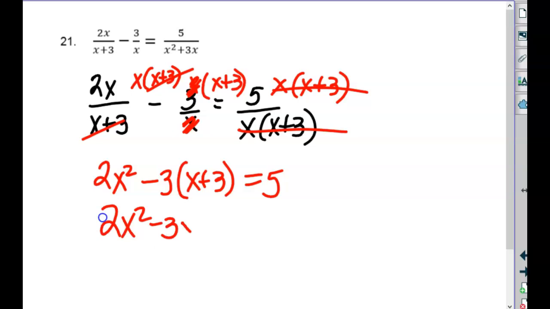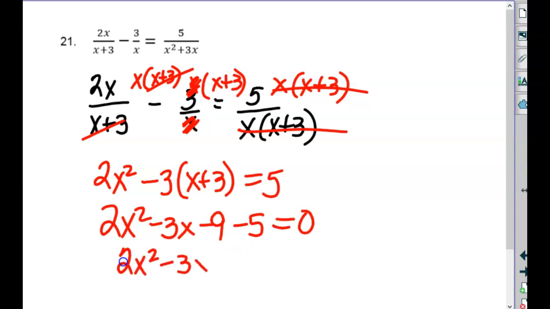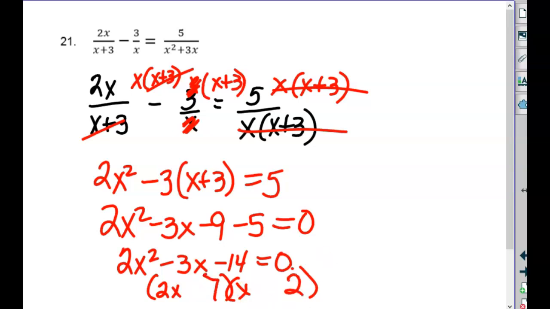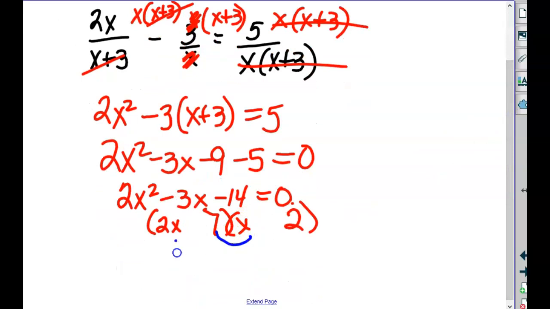2x squared minus 3x minus 9 minus 5 equals 0. I move it over at the same time. 2x squared minus 3x minus 14. 2x and x. I'm thinking 7 and 2. Let's see. 2 back here, 7 here would give me 7x and 4x. If I had a negative 7x plus 4x, I'd get a negative 3 in the middle, and they do multiply to make negative 14.